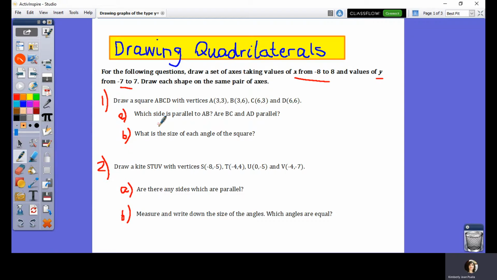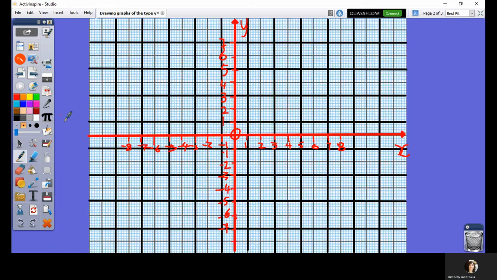Draw a square ABCD with vertices A (3, 3), B (3, 6), C (6, 3), and D (6, 6). Let us draw the vertices of our square here. Here we have (3, 3). First you find 3 on the x-axis and you go up 3. This should be your point, and you can name it A.